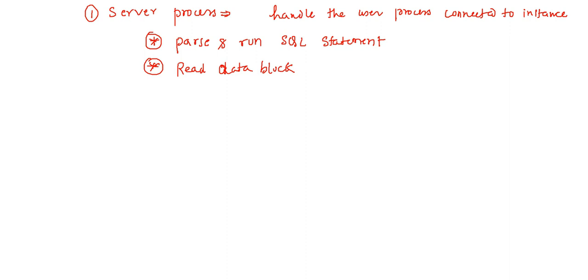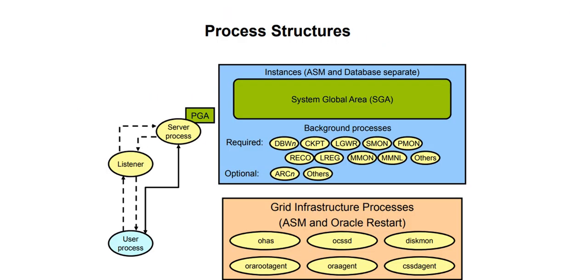Apart from this, there are other background processes, BG processes, which have their own significance. We have a number of background processes. You can look at it in the diagram.